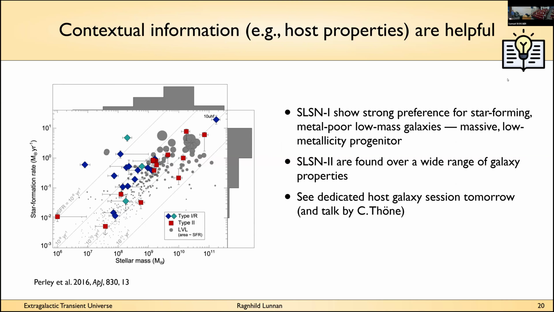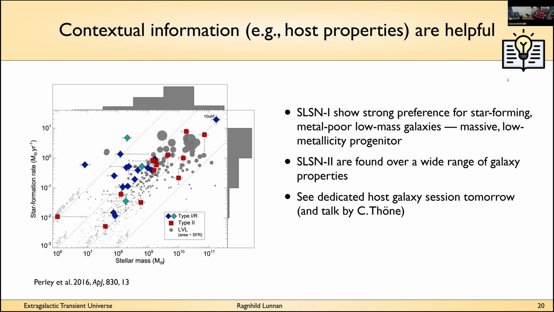We have a whole session on host galaxies tomorrow, but I will say, one thing we've definitely learned is that having contextual information, having host galaxy properties, is extremely helpful. Type 1 superluminous supernovae show a very strong preference for star-forming, metal-poor, low-mass galaxies, which more so than any of these models tells us that the progenitor has to be a massive star, and it's probably low metallicity. There's no other way to explain this trend.